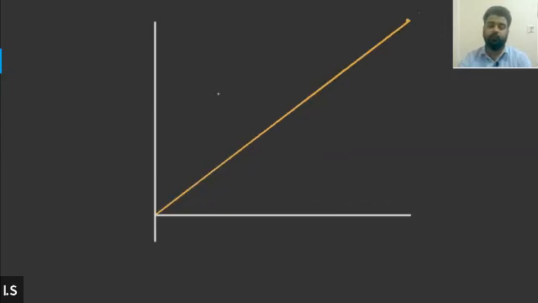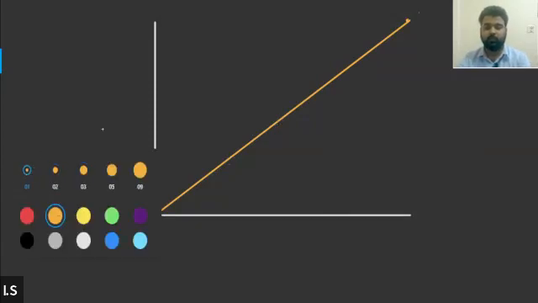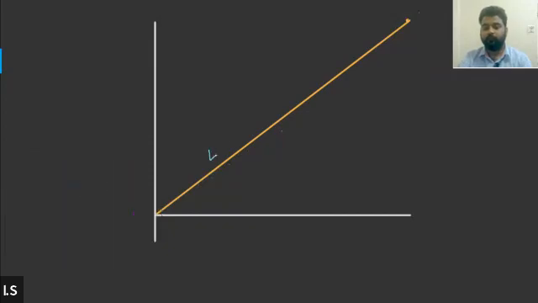This straight line starting from the origin is called the line of equal distribution. Okay, so this is the basic structure of the Lorenz curve.